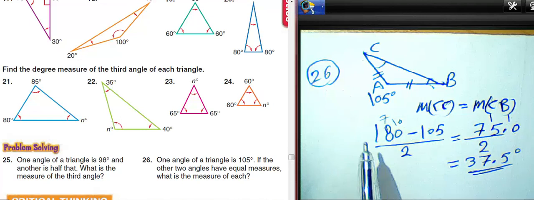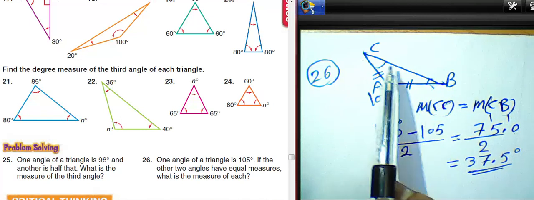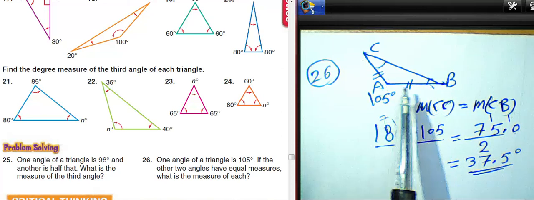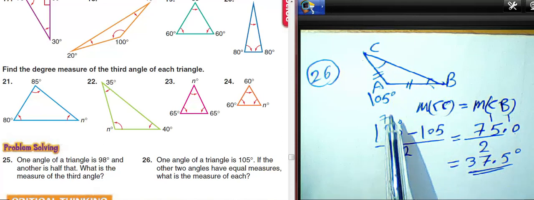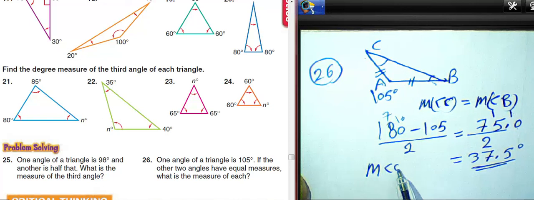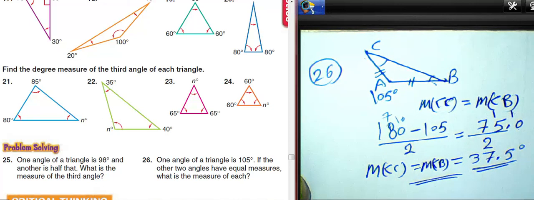Again, question 26: one angle of a triangle is 105. If the other two angles have equal measures, what is the measure of each? The measure of each equals (180 minus 105) divided by 2, which equals 37.5 degrees. So the measure of angle C and the measure of angle B are each 37.5 degrees.